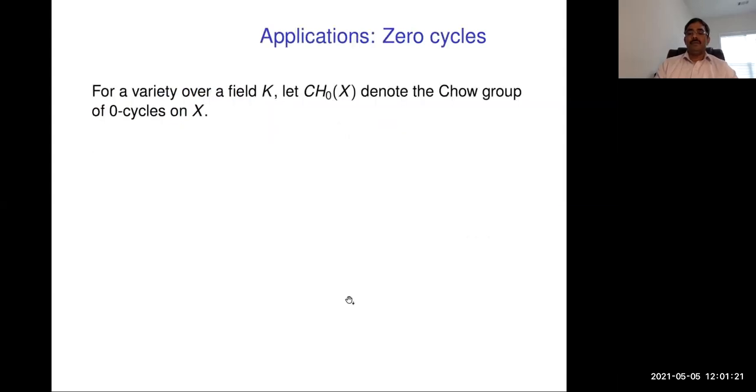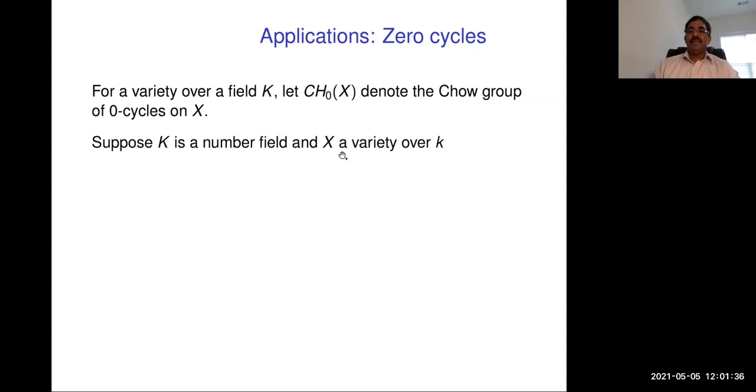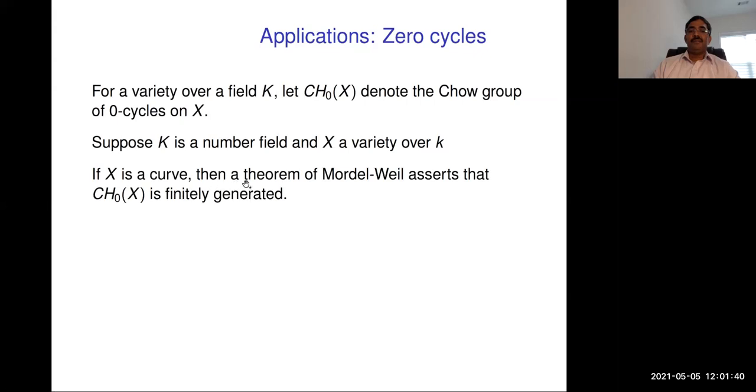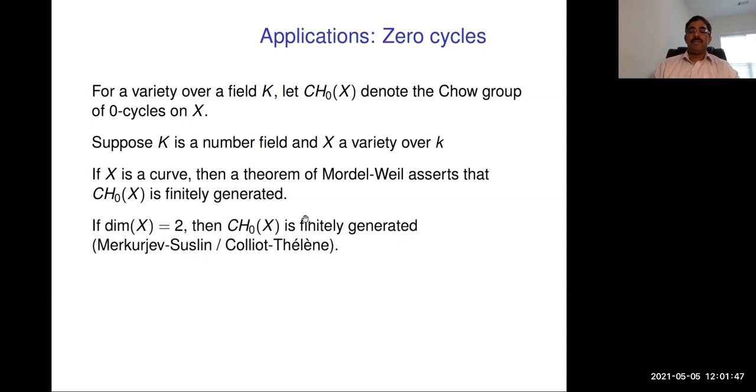Okay, so now we give another application to zero cycles. For a variety X over a field K, let Chow 0 of X denote the Chow group of zero cycles on X. Now suppose that K is a number field and X a variety over K. If X is a curve, then a theorem of Mordell-Weil asserts that Chow 0 of X is finitely generated. This is a classical theorem. For dimension 2, one knows that Chow 0 of X is finitely generated; this follows from the results of Merkurjev-Suslin and Colliot-Thélène.